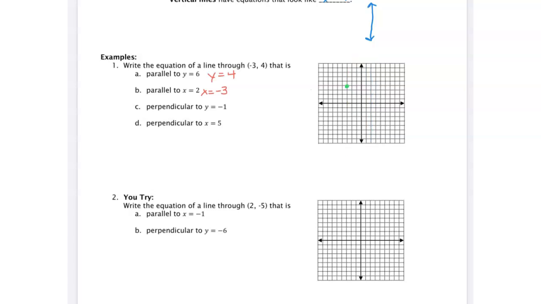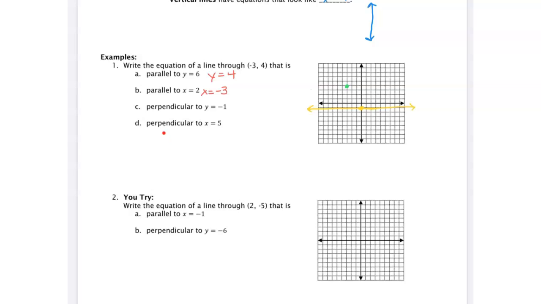All right, part C. Write the equation of a line through the point (-3, 4), which is here, same point, and it's perpendicular to y = -1. So let's go ahead and draw in y = -1. Go to the y-axis and go to your -1 here. And y equals a number will be a horizontal line, so go straight across.